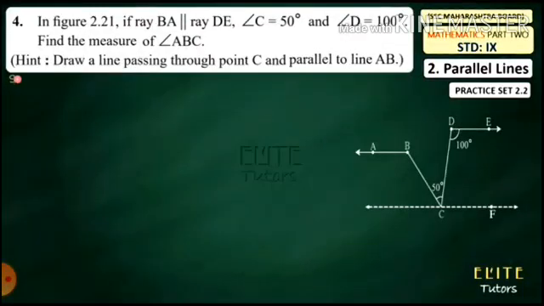This is our main figure. Solution. First of all, we will write the construction. CF we have drawn, so we will write it in the construction.